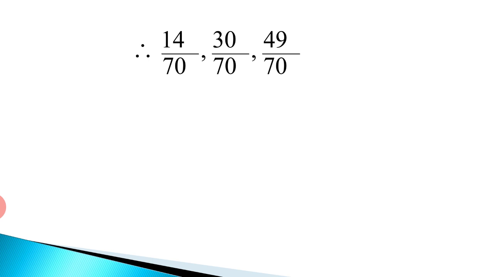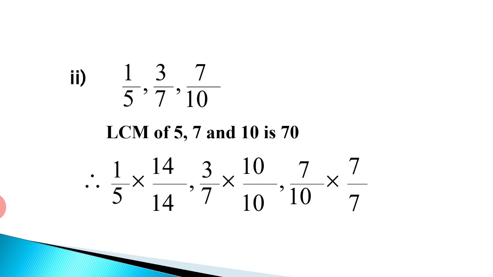Then what will you get? You will get it as 14 by 70, 30 by 70 and 49 by 70. Is it okay? See how 1 into 14 it will be 14, 3 into 10 it will be 30 and 7 7s are 49. And the denominator in each case will be 70.